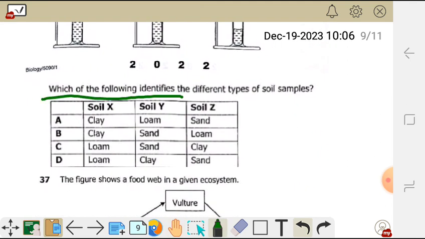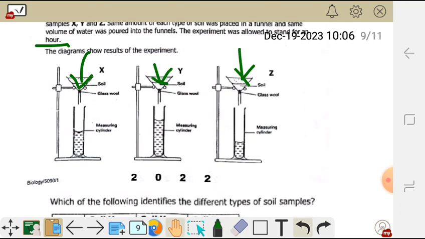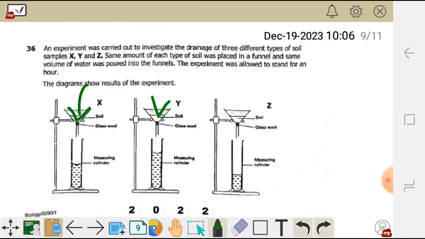which of the following identifies the different types of soil samples here? So here we had this sand which was placed there. The soil placed here only allowed a little amount of water, the minimum amount, as compared to this one. Then here we had more water which filtered through that soil, but here had the least amount of water which was filtered.